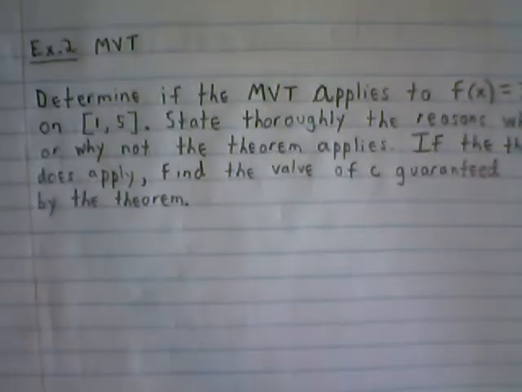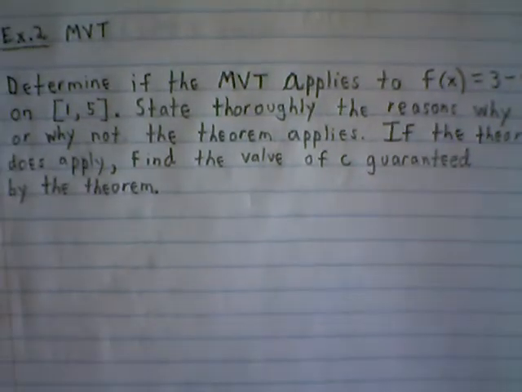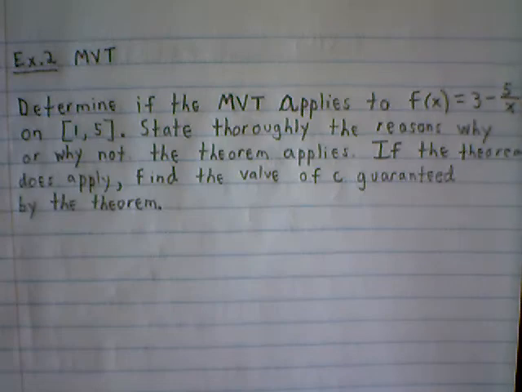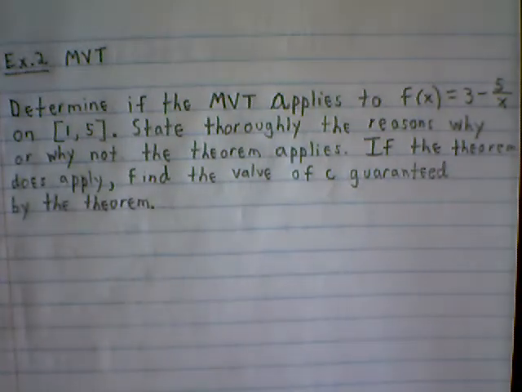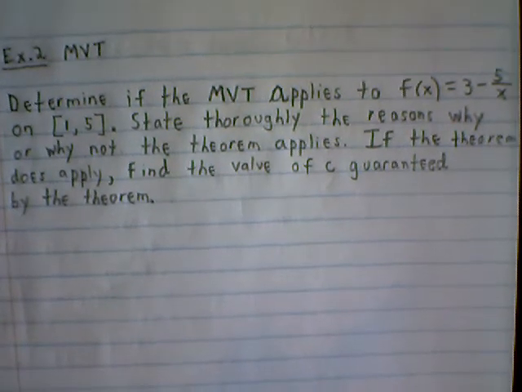So now, let's do an example with this. All right, determine if the MVT, mean value theorem, applies to f of x equals 3 minus 5 over x on the interval 1, 5. State thoroughly the reasons why or why not the theorem applies. If the theorem does apply, find the value of c guaranteed by the theorem.